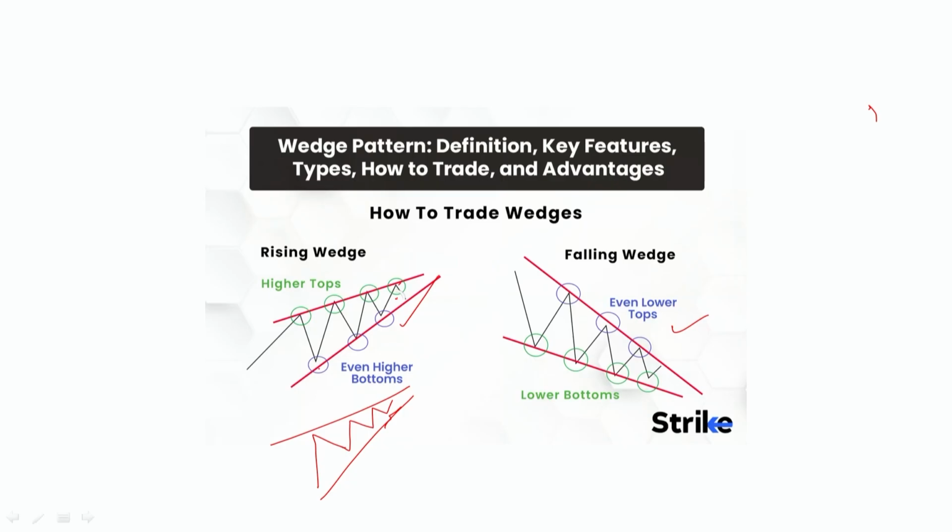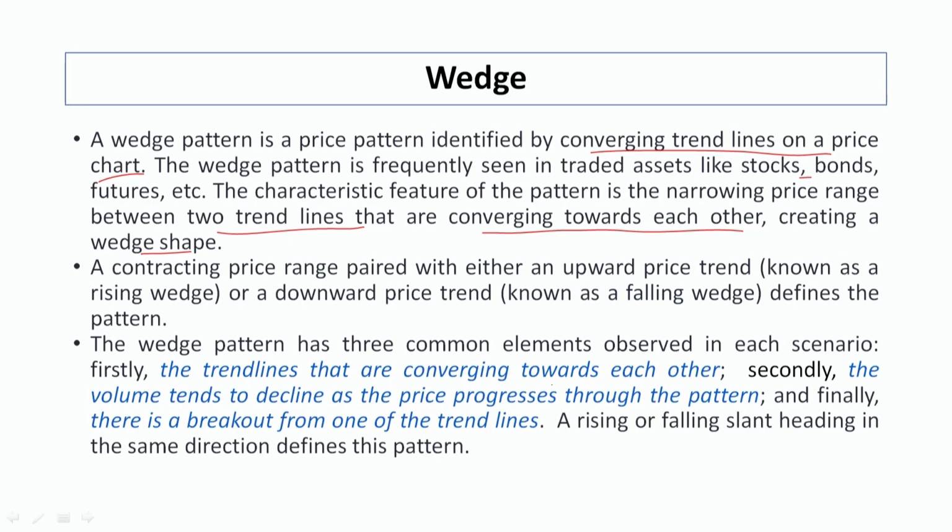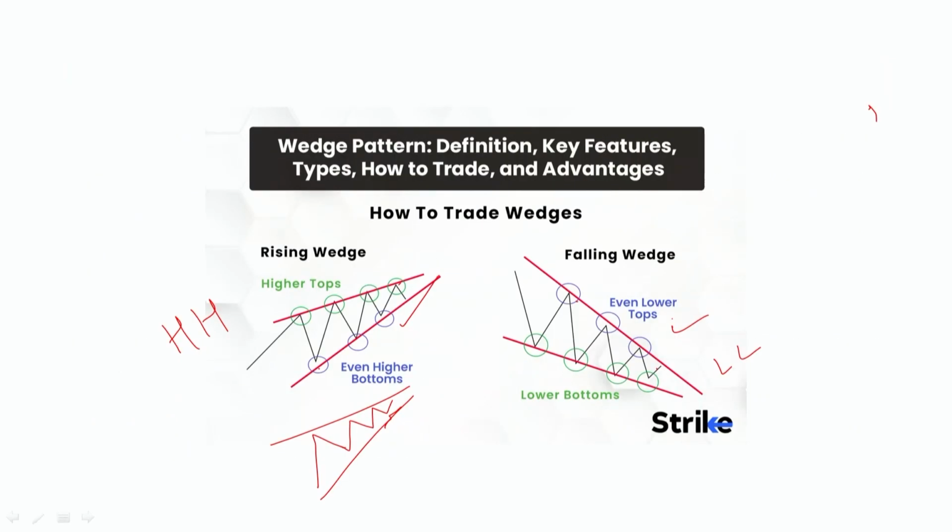Here the bottoms are decreasing, and even the tops are decreasing one by one. So this top is higher than this particular one, and this top is higher than this one. So it's a falling wedge, or we can say a bearish condition. Here the bottoms are also going to lower lows. So lower low is there and higher high is there. On the basis of that we can identify the falling wedge and rising wedge. The wedge pattern has three common elements observed in each scenario. Firstly, the trend lines are converging towards each other; we need to identify that these are converging trend lines.